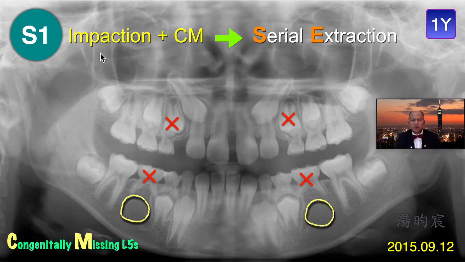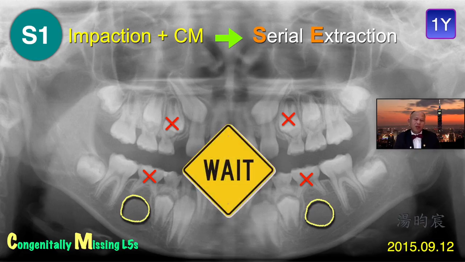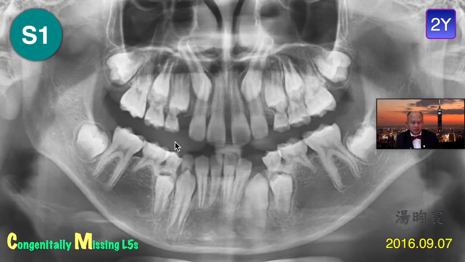With this impaction and congenital missing, it will be better that we take out the upper first premolar to even up the tooth number. Because for Orientals, in most cases, our lip is too protrusive. So taking out the upper first premolar and closing that space will solve this protrusive lip. But we want to wait. We want to wait 1 more year.